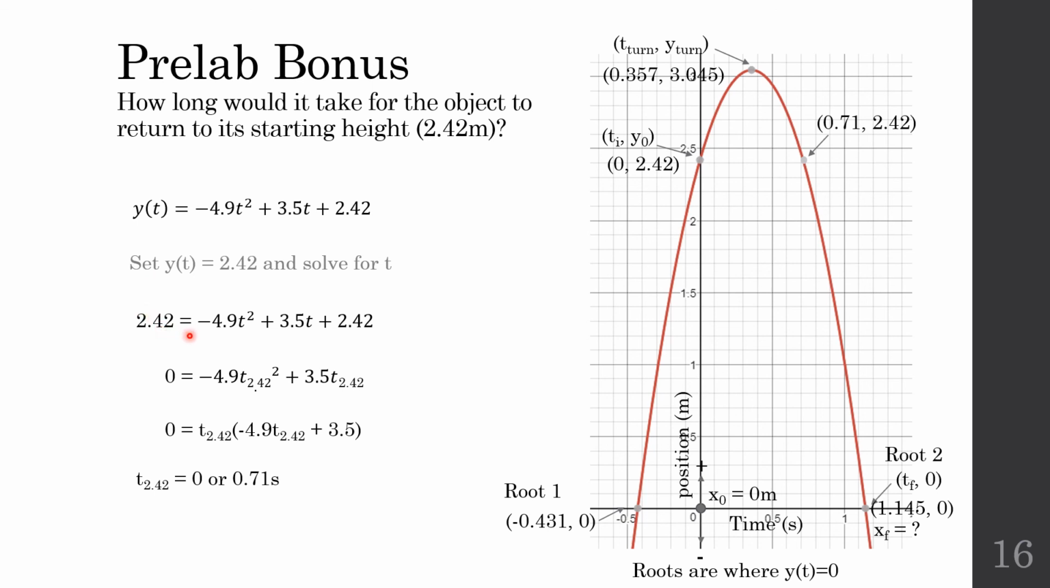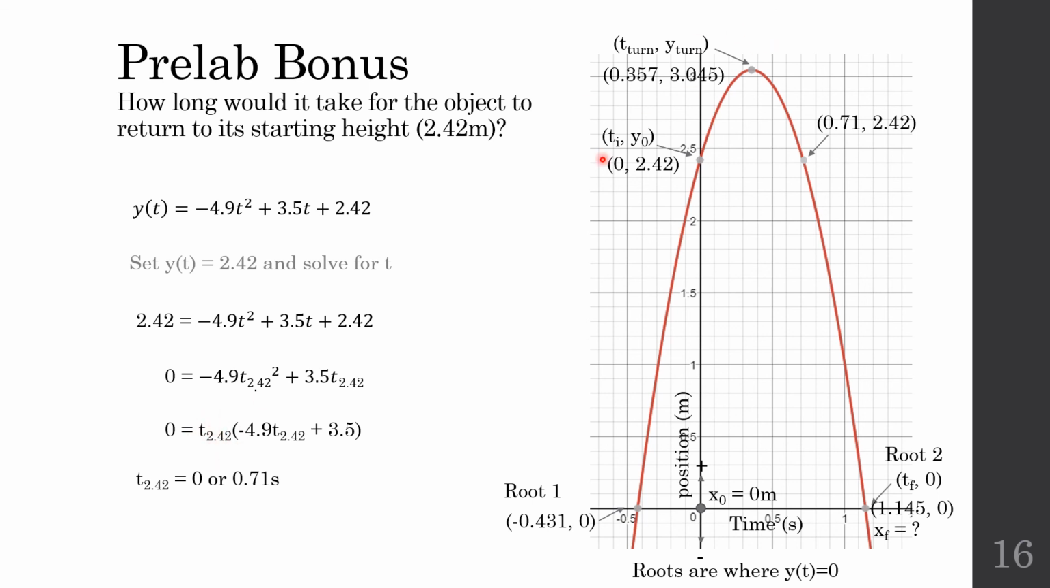Of course, this is equal to negative 4.9t squared plus 3.5t plus 2.42. We know that the 2.42s are going to cancel on both sides, and then we're going to be left with 0 on this side. Now we're really getting into solving for the time at 2.42 meters, right? So we're going to factor out a t from both of these terms. And when we factor out a t from both terms, well, it's not surprising. We know that this t is equal to 0.